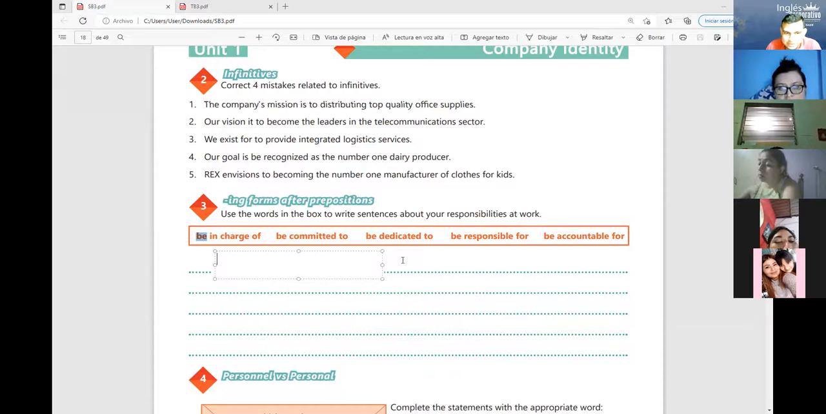Ok, vamos a crear algunas oraciones con este vocabulario como les indica el manual. Use the words in the box to write sentences about your responsibilities at work. Okay, vamos a dar un par de minutos para crear las oraciones y después vamos a ir viendo uno a uno. Si quieren, las pueden ir escribiendo digitalmente. ¿Cuántas, teacher? 4, 5. 5 sentences.